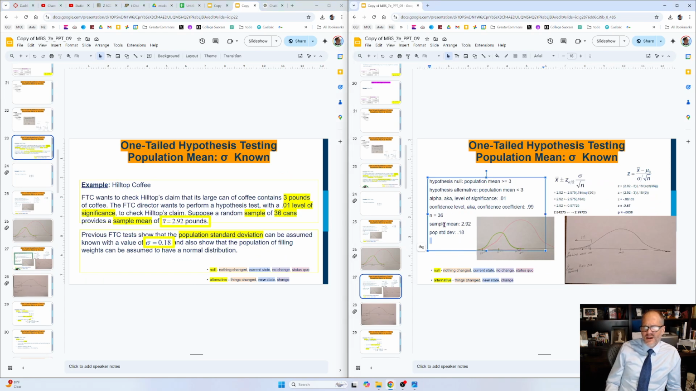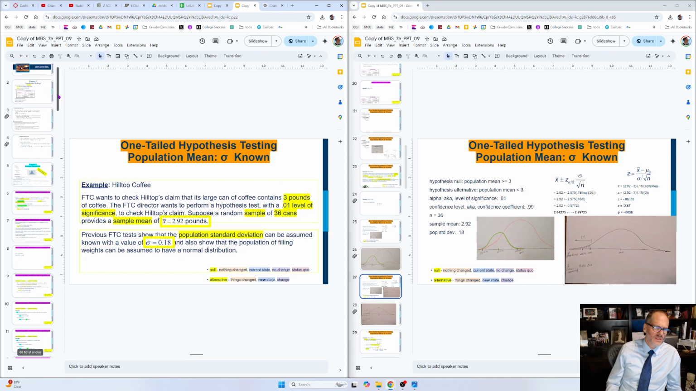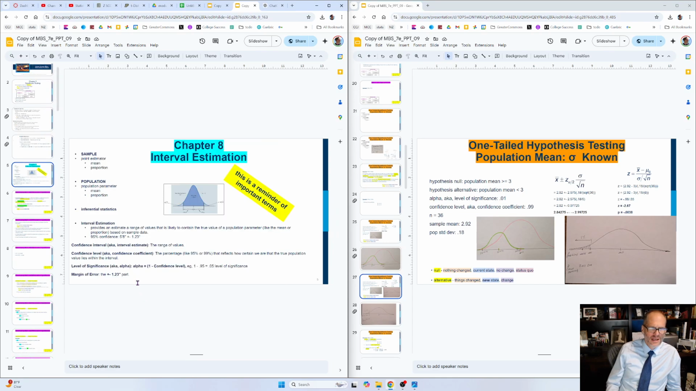So you just list out all your stuff from the problem. I like to highlight it and focus on it and then list it all out. And then when you list it all out, you're like, all right, what can I do with this stuff? Well, I could get my interval. I could get my range. Because it's late, I could get my confidence interval, my interval estimate, like we did in chapter 8.